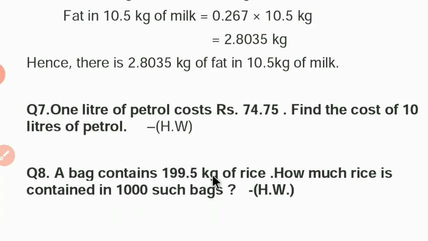8th one, a bag contains 199.5 kilogram of rice. How much rice is contained in 1000 such bags? Here you can see, a bag means only one bag, it contains how much rice? 199.5 kg. And we have to find how much rice is contained in 1000 bags like this. So you can see that here also for one bag is given and we have to find for 1000 bags. It means 1 to many. So you multiply 199.5 into 1000. So you will get the answer. So question number 7 and 8 are left for you as your homework.